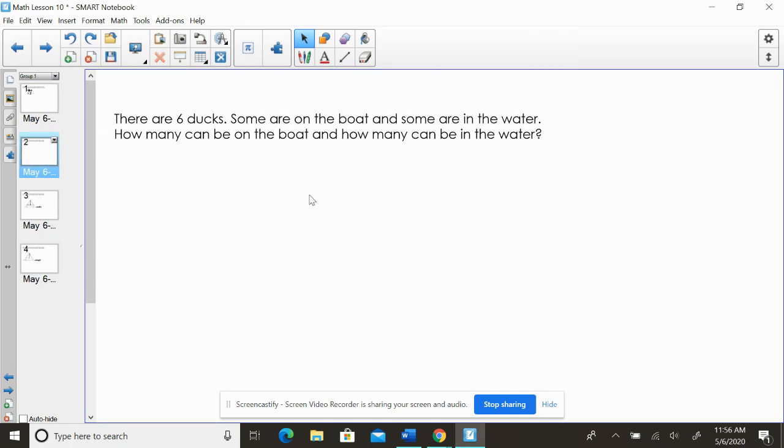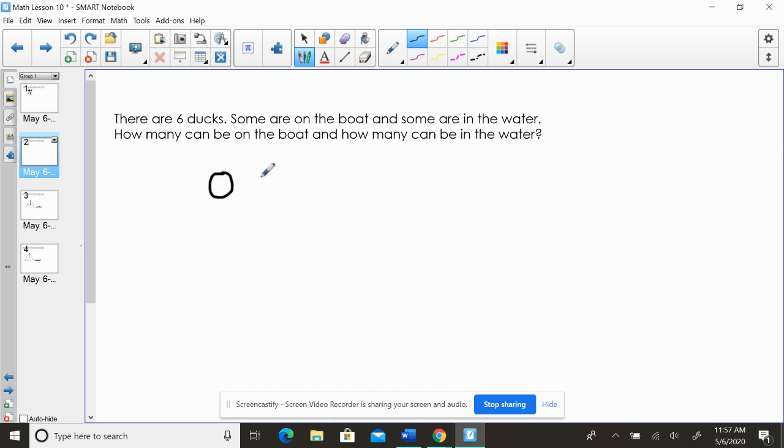The next problem says, there are 6 ducks. Some are on the boat and some are in the water. How many can be on the boat and how many can be in the water? So I'm going to draw 6 circles to represent the 6 ducks. There are 6 total ducks. And we have to figure out how many can be on the boat and how many can be in the water.